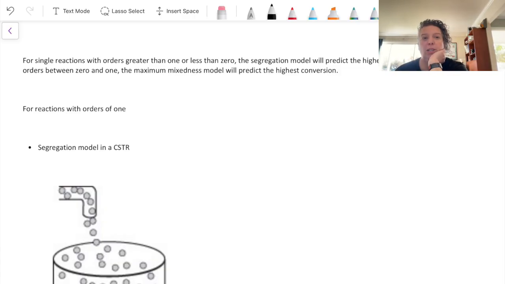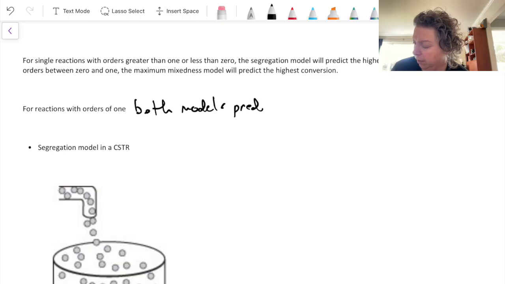These models, based on their different mixing, are going to give different estimations of performance. For single reactions with orders greater than 1 or less than 0, the segregation model will predict the highest conversion. For reactions that have orders between 0 and 1, the maximum mixedness model will predict the highest conversion. And since first order reactions do not depend on the initial concentration, both models will predict the same conversion for a first order reaction. So for reactions with orders of 1, both models predict the same conversion.